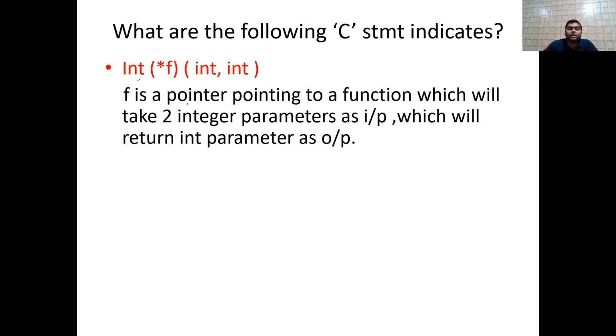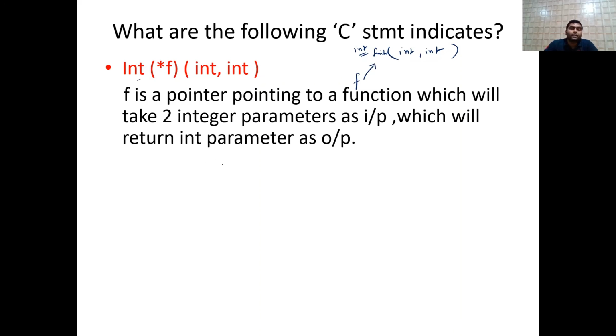So that is, f is a pointer pointing to a function. f एक पॉइंटर है, पॉइंट करेगा किसको? फंक्शन को. Okay, so pointing to a function like this. f is a pointer pointing to a function, which will take two integers as argument और parameter. इसमें दो integer argument होंगे, parameter. और इस function का return type क्या होगा? And this return type of this function is what? Integer. So this is the return type. So this is the meaning of this f.